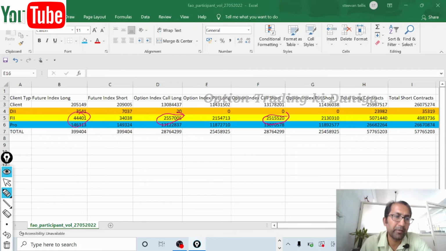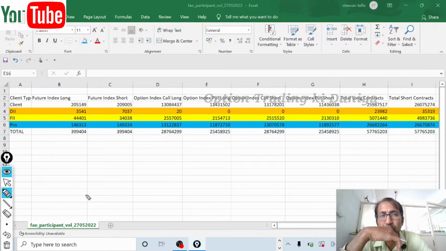Now, what about the DIIs? So, DII data in the futures, their position is almost nil. What about the retail clients? Retail clients are long on call. And retail clients' position in index is almost equal. They have shorted calls on the higher side for hedging.